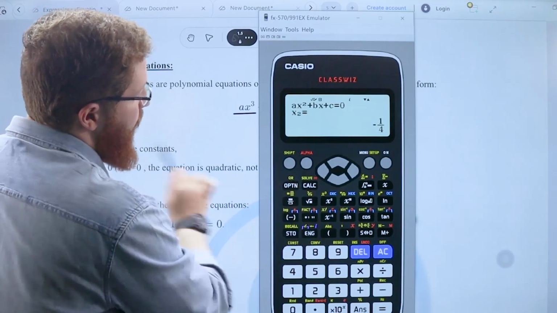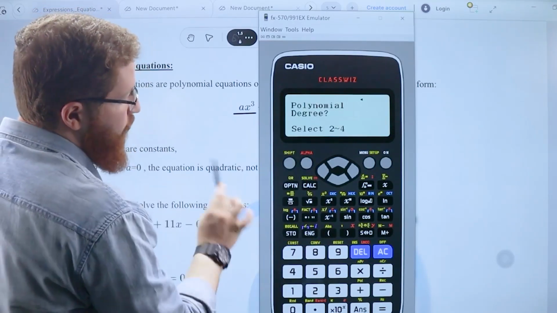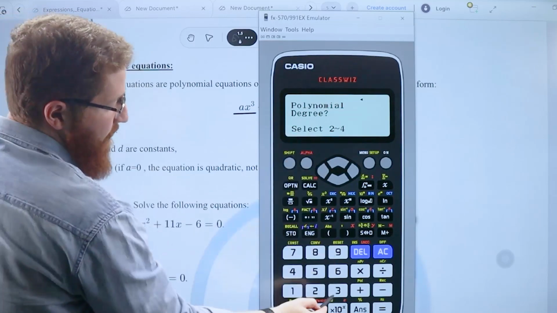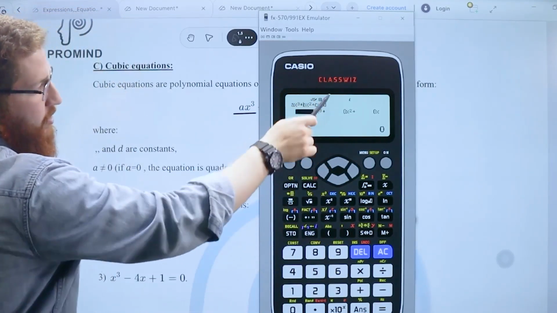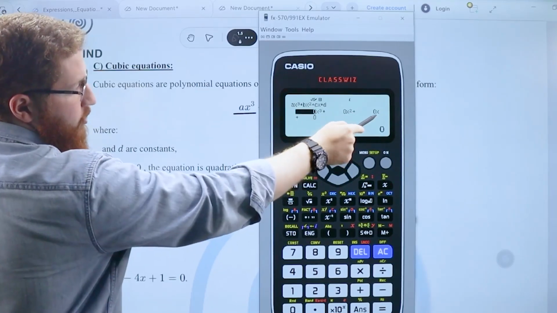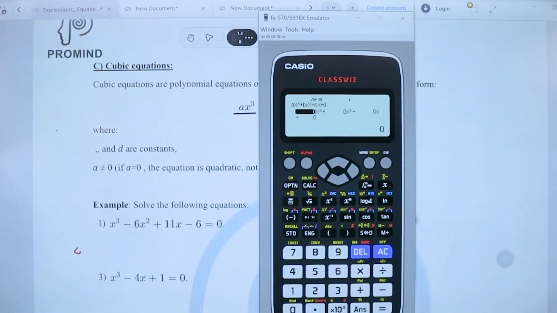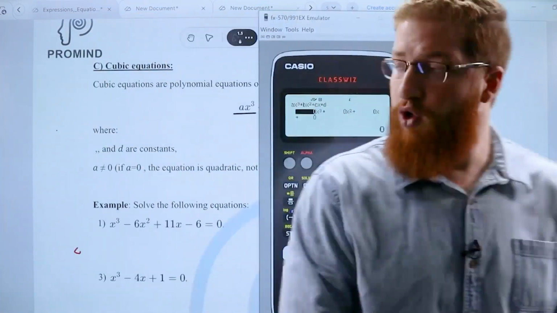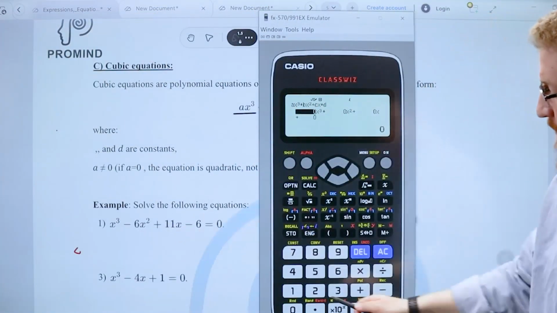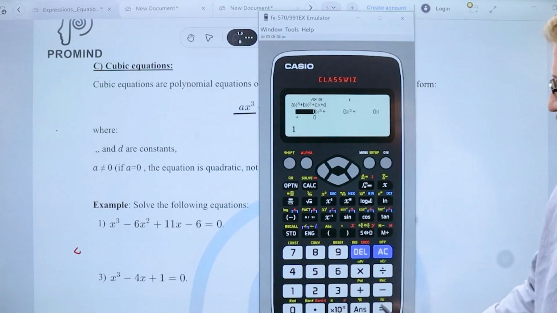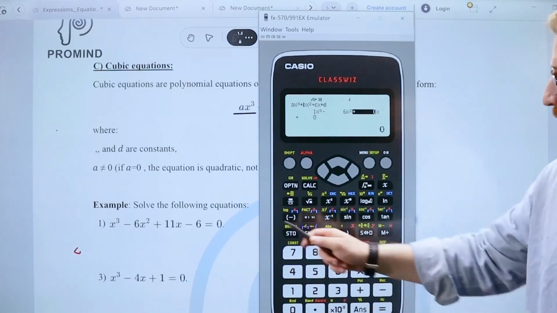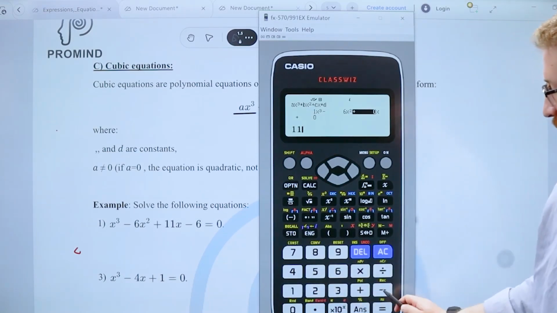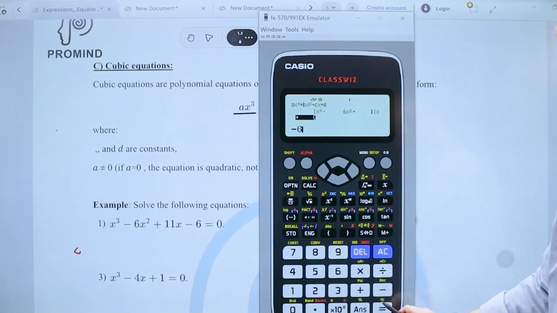Okay, first of all, you have two options. Polynomial, I have to change the degree. Polynomial degree, I have third degree. As you can see, I have the coefficient of x cubed, the coefficient of x squared, the coefficient of x, and the constant. Okay, so let's start with this one. The coefficient of x cubed is 1, x squared minus 6, x 11, and the constant is minus 6, equals.